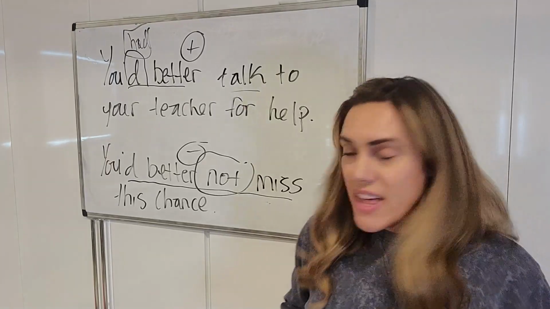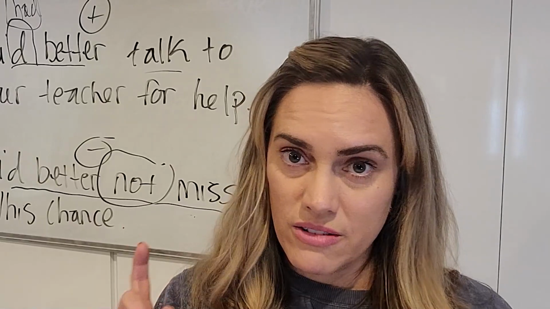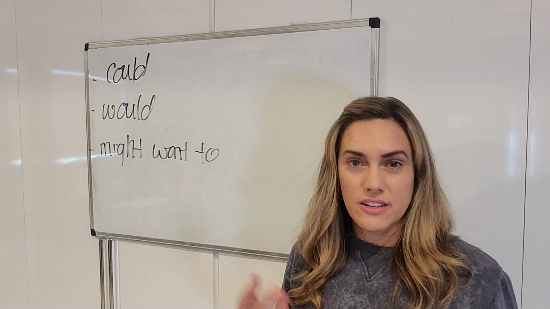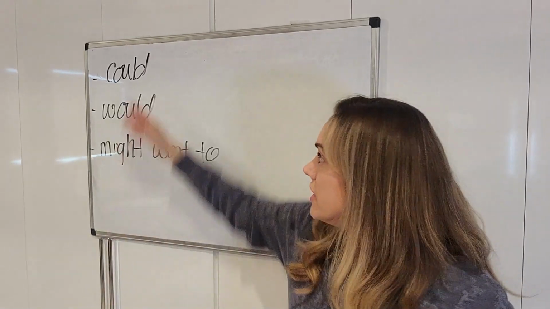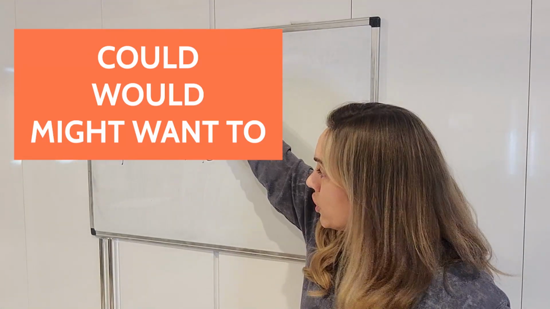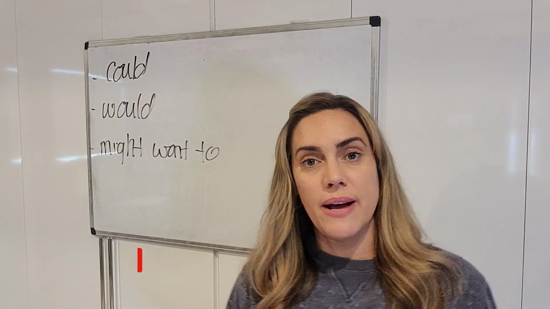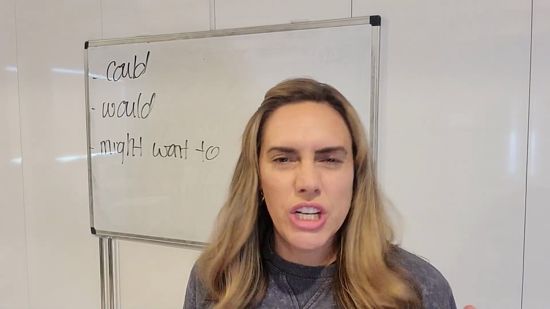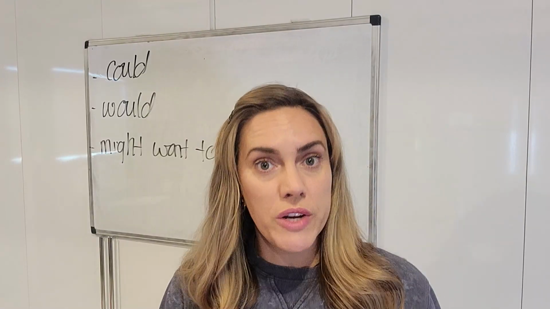So those are the three main ways to show advice, but let me give you some more that are pretty common too. Okay, so here's the last ways you can show advice, and they're not as common as the other ones, but they're useful. You can say could, would, or might want to. Okay, so with could, for example, someone wants to know, how can I improve my English? What should I do?